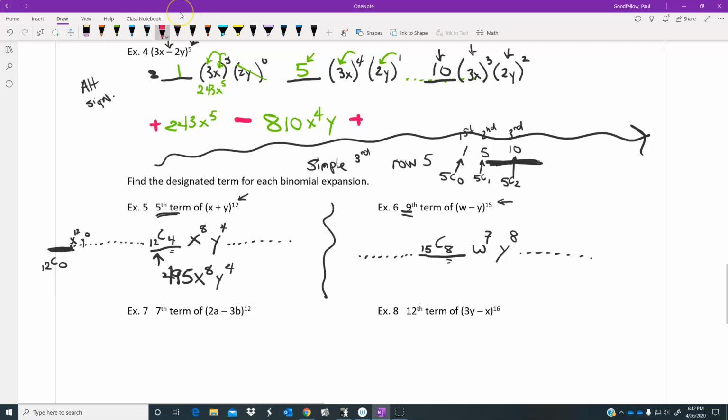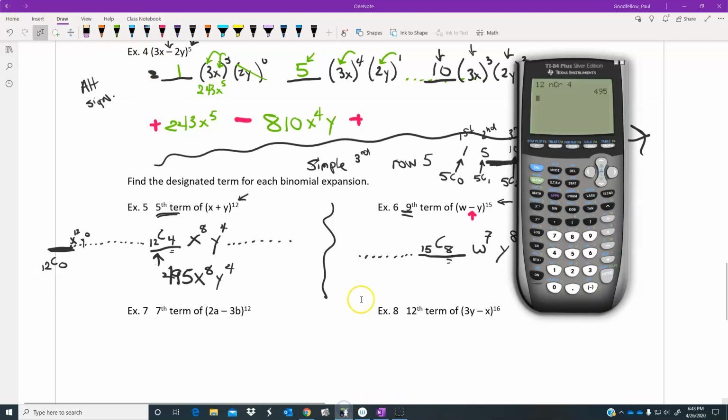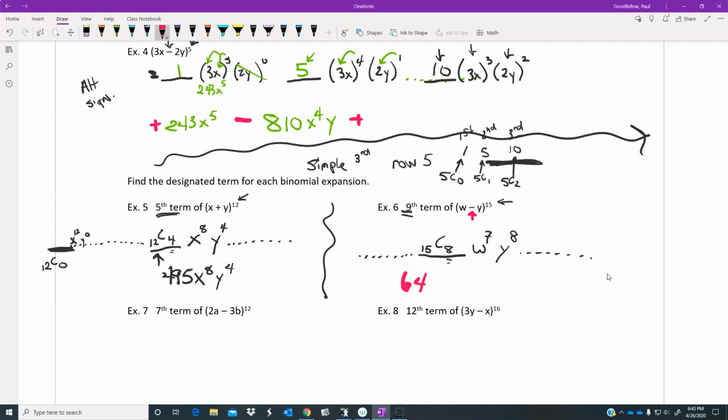Now, here's a quick question. What about the negative? Now, let's get to that negative in a second. It's an alternating concept, and you're going to have to figure out how the alternation works. And let's try and figure out what 15 choose 8 turns out to be. Well, 15, math, choose, let's try it again, choose 8, happens to be 6435. So it's 6435, W to the 7th, Y to the 8th. Now, that is the term that's going to be in the ninth place.